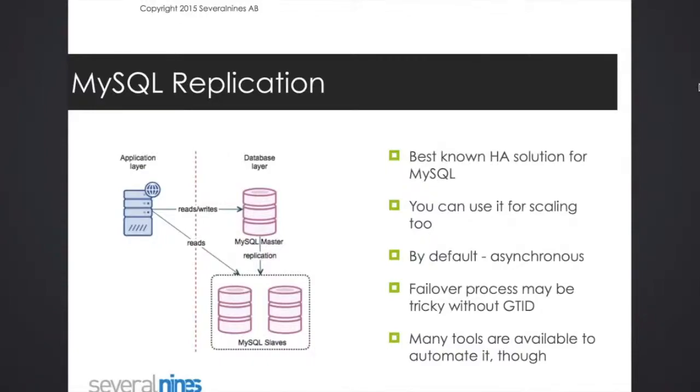MySQL Replication is the best-known HA solution for MySQL, I guess, and the poll basically showed it also today. And the main point is that we can use it also for scaling, so it's like a 2-in-1 solution. By default, it's asynchronous. Of course, we can switch to semi-synchronous replication to ensure that there will be no data loss in case of failover.